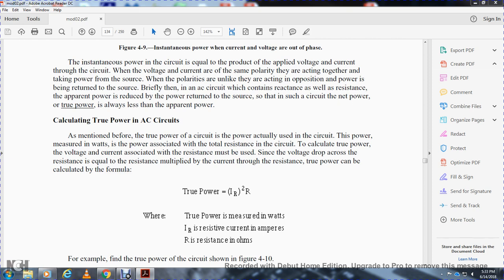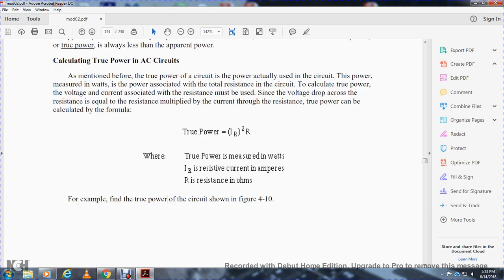True power is equal to the resistive current in amps squared times the resistance in ohms. True power is measured in watts. IR is the resistive current in amps, and R is the resistance in ohms.